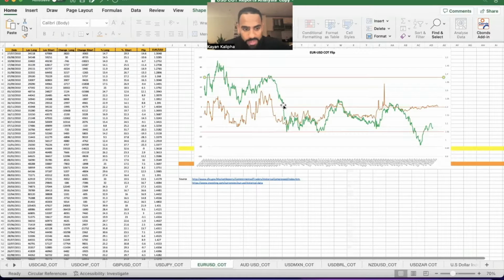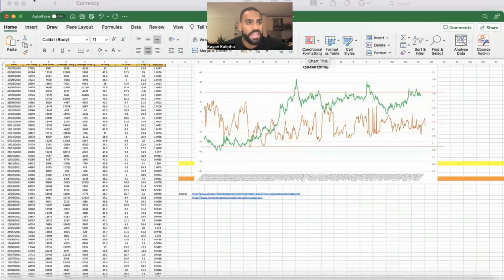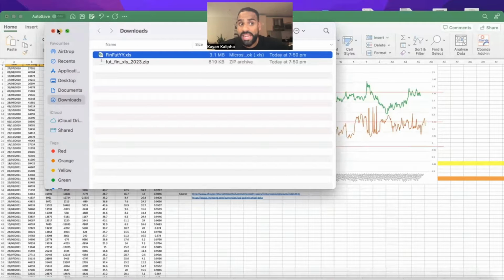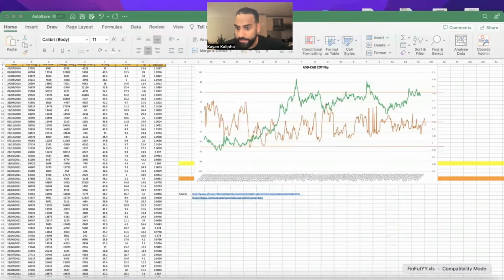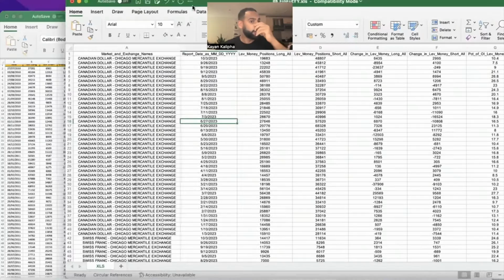So let's figure this out. Okay, so what we're going to do, I downloaded the data, and we're going to update the data in the spreadsheet and try to figure out what's going on. Are they buying or are they selling?